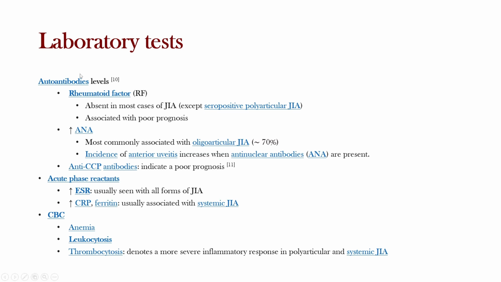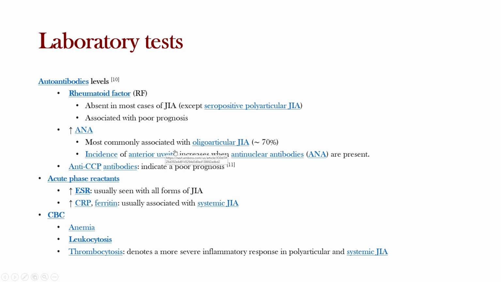For the diagnosis, as we mentioned, we will do labs just to differentiate between the different types. We'll see the autoantibody levels, rheumatoid factor, whether it's positive or negative. Rheumatoid factor is absent in most cases of juvenile idiopathic arthritis, except seropositive polyarticular arthritis, and this is associated with poor prognosis. ANA will be positive in oligoarticular juvenile arthritis.